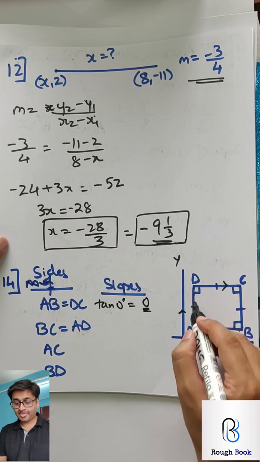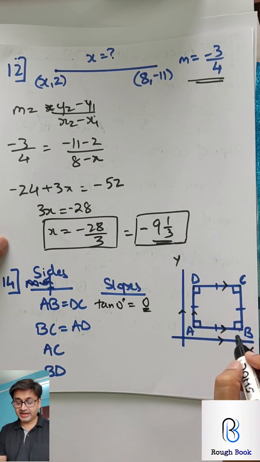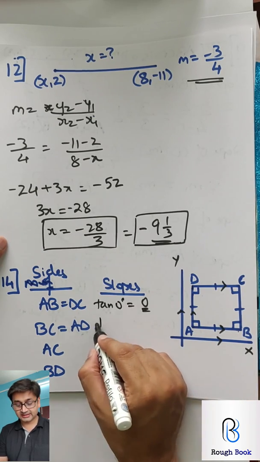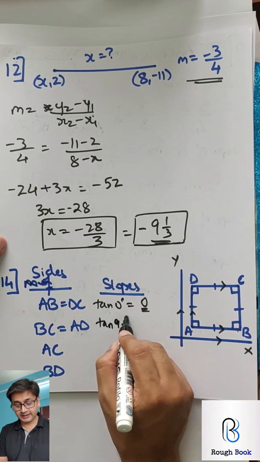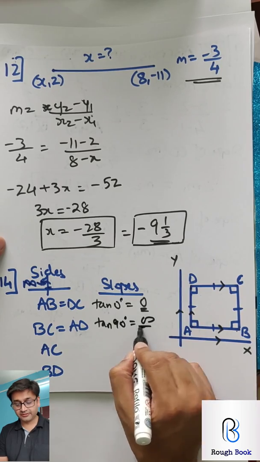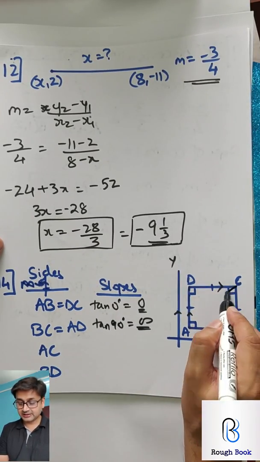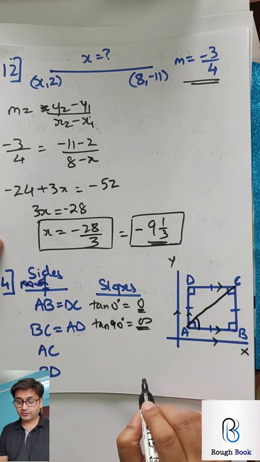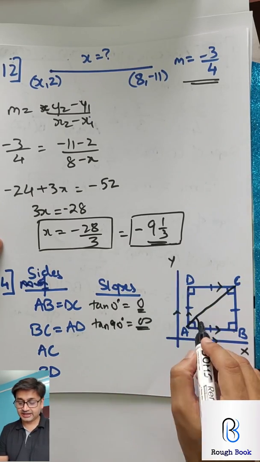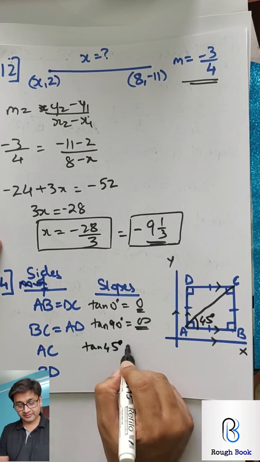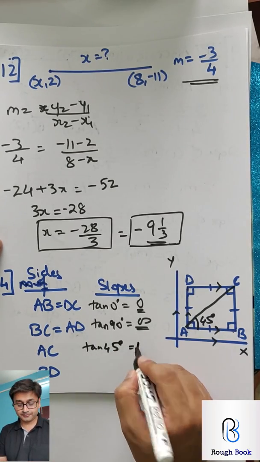Are you getting it? Likewise, slope of AD and BC, which is 90 degree inclination to x-axis. So I will say tan 90 and therefore infinity. Write it that way and leave it. Now for AC. So you will have to look at this. AC bisects 90, so it will be 45. So you can say tan 45, which is equal to 1.